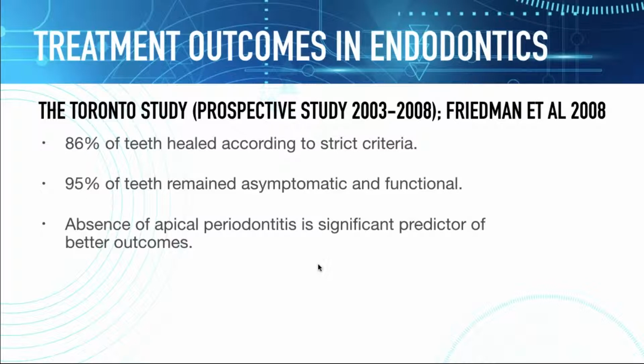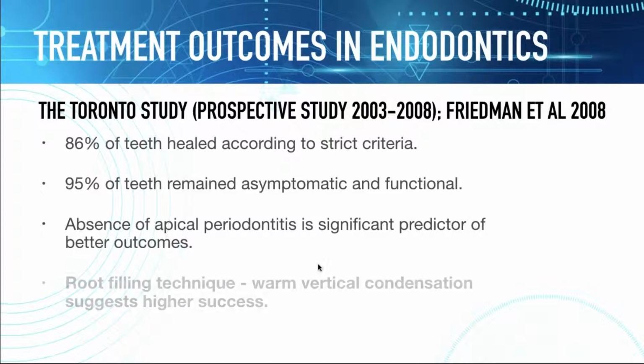But one of the interesting things that they found, that they didn't set out to look at, wasn't one of the parameters of the study, was the obturation technique. And they actually found that warm vertical condensation, in 3 of the 4 first studies, showed an 11% increase in success rate over cold lateral. And in one of the 4 studies, they found a 16% increase in success rate with warm vertical over cold lateral.